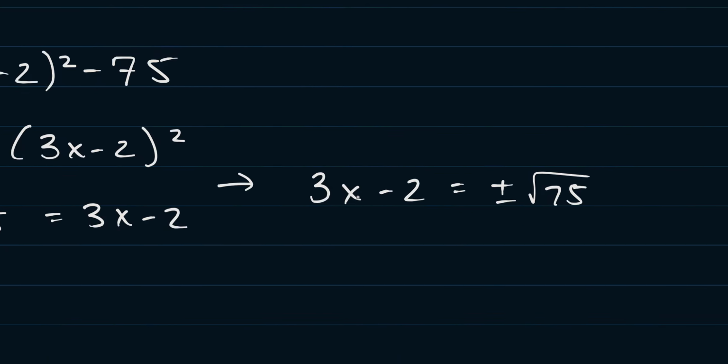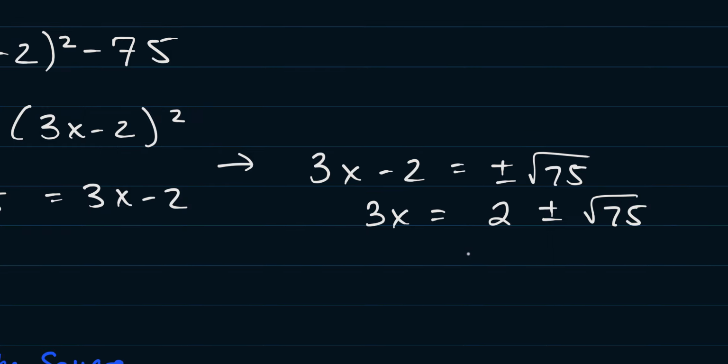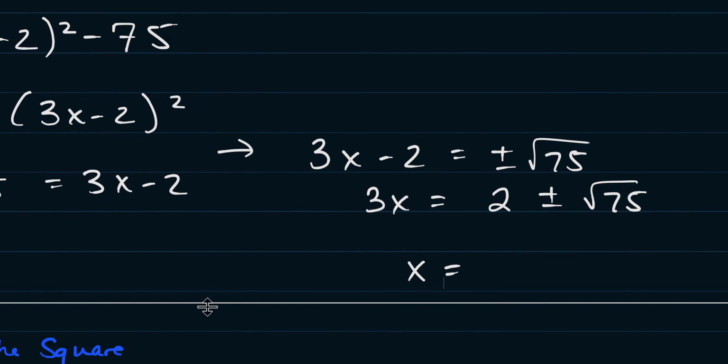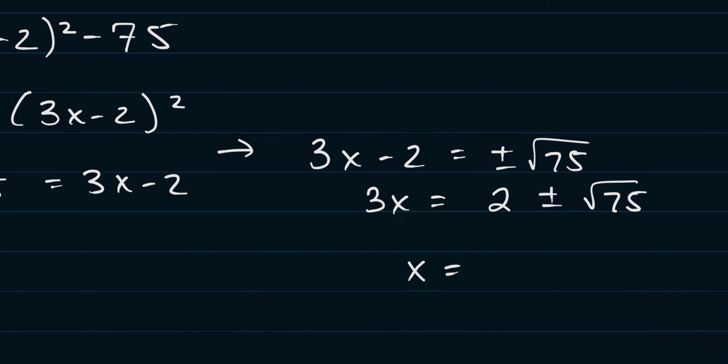Okay. Now, we're going to solve for x. So I need to get rid of this 2. Add 2 to both sides. And then solve for x by dividing by 3. So x is 2 plus or minus square root 75, over 3.